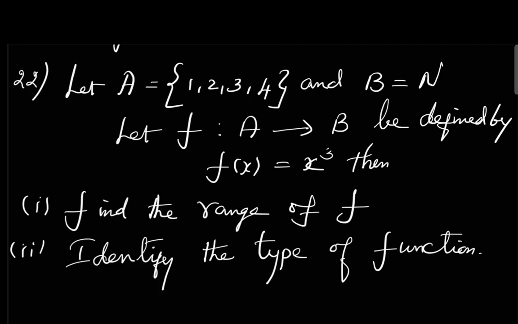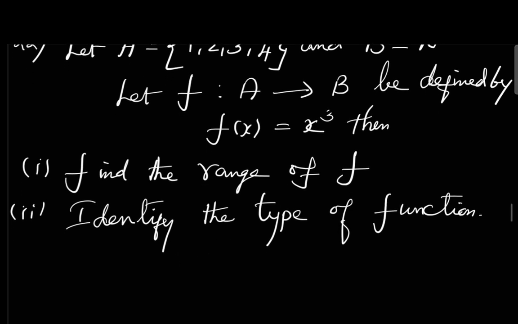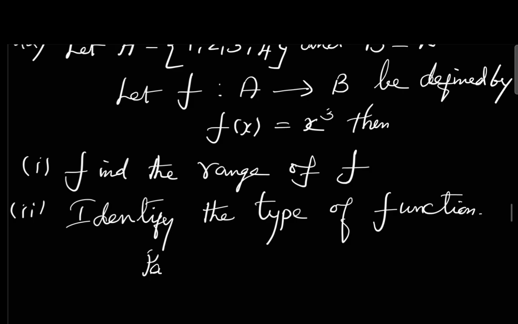Let A is {1, 2, 3, 4} and B is the set of natural numbers 1, 2, 3, and so on. f is from the set A to B and also f of x equal to x cube. That is, if I substitute x as 1, 1 cube. 2 means 2 cube, 8 you will get. Find the range of f. Identify the type of function. It is also an exercise sum. We have already done this as a video. So you can go through that exercise 1.4, sum number 6.